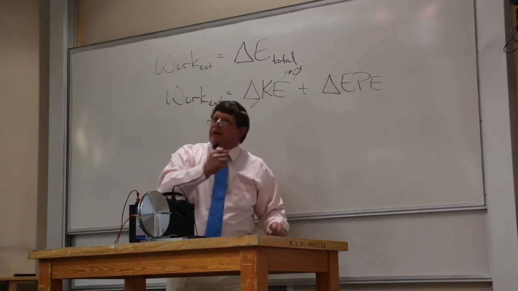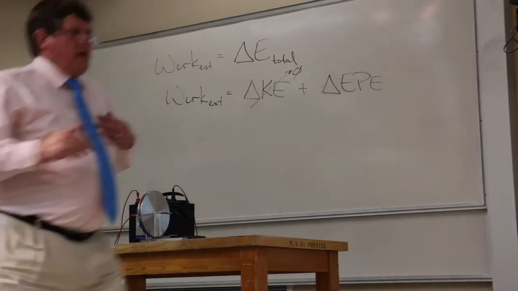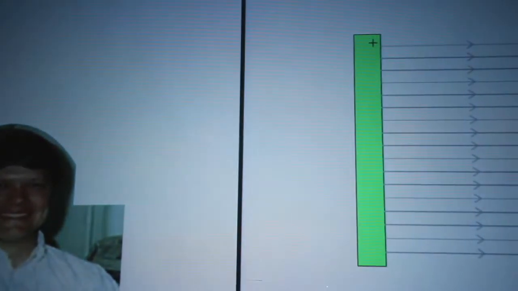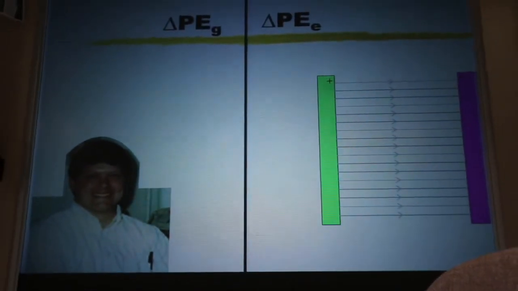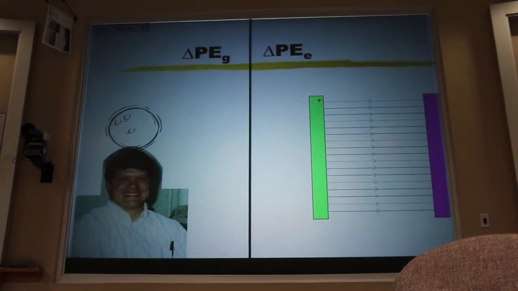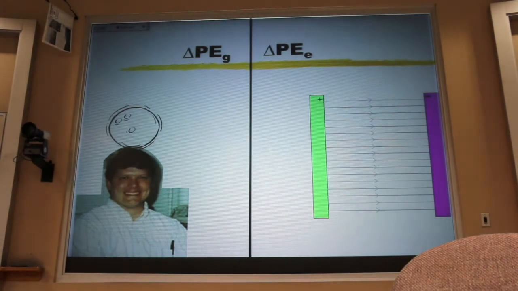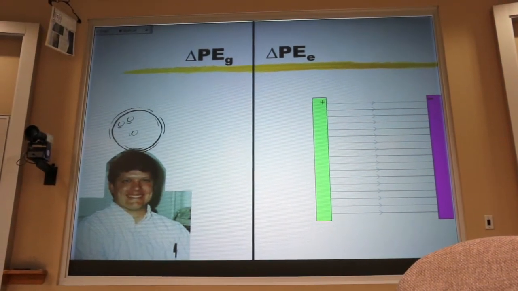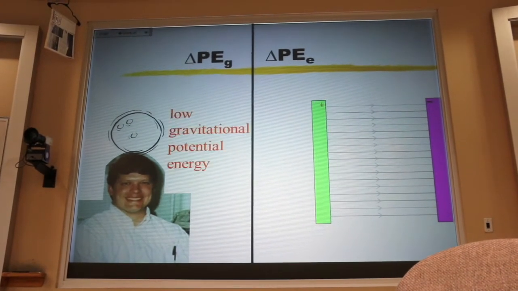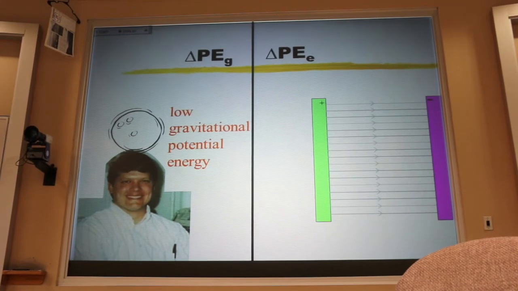Well, how much work did I do to cock the spring? Okay? Well, let me see if I can make that visual. There's a younger Greg Francis. If we put a bowling ball over his head, he is not, I repeat, he is not afraid. That bowling ball doesn't have the capacity to do any damage to Greg's head. And that's because it has a low gravitational potential energy. Energy is the capacity to do damage.